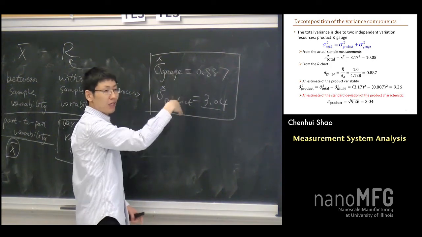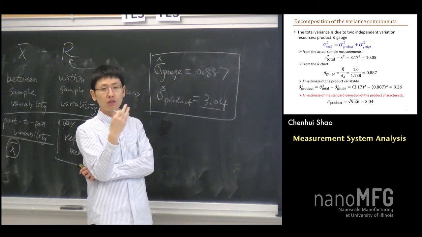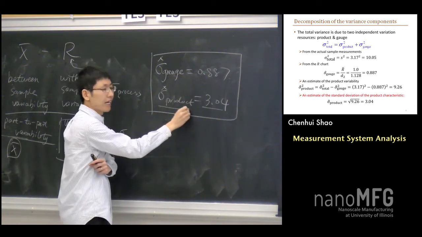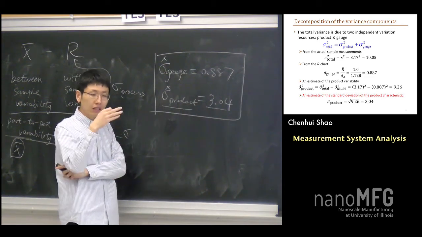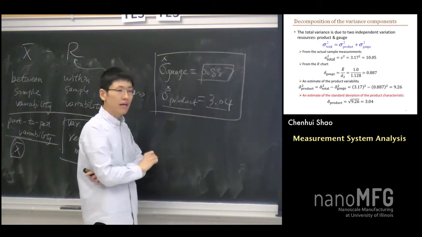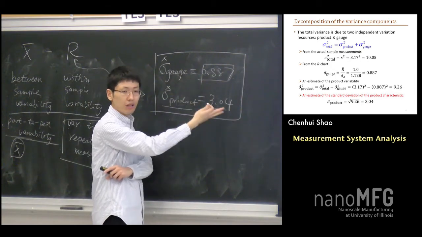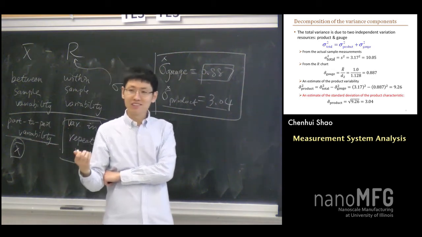But let's compare these two. It seems that the total variance or total variation in your measurement is mainly due to sigma hat product. It's mainly due to part-to-part variability, right? So the gauge gives you a pretty good measurement. This number compared with this number is pretty small. Is that right?